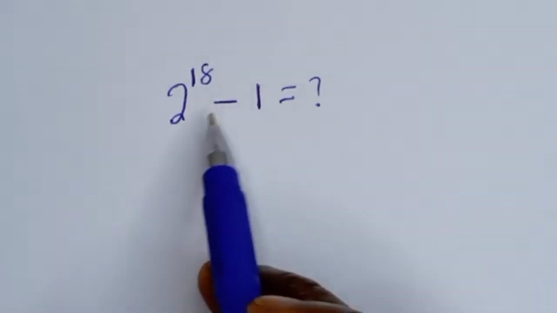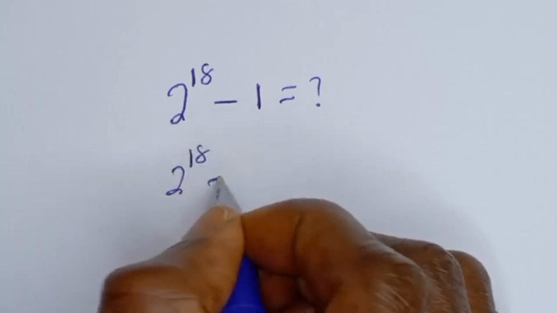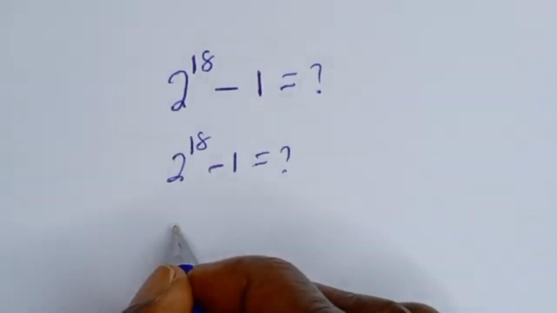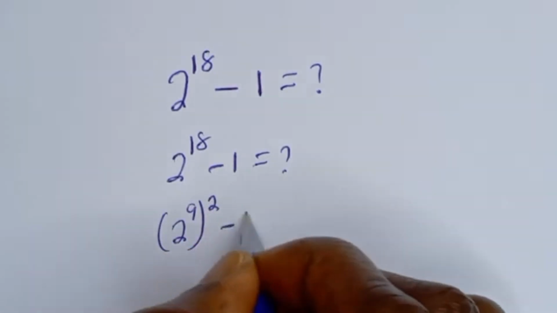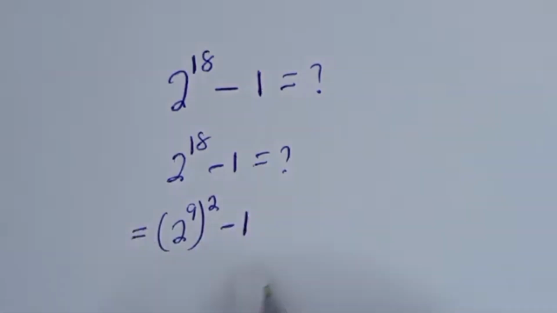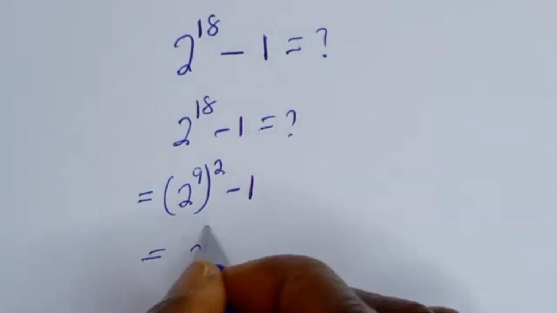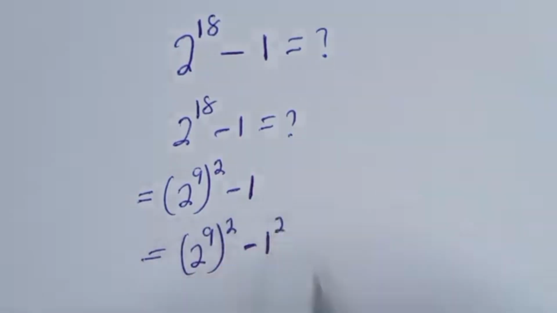Hello, how to simplify this nice Math Olympiad problem? 2 to the power of 18 minus 1 is unknown. Then 2 to the power of 18 can be written as 2 to the power of 9 squared minus 1. Now, this is the same thing as 2 to the power of 9, all squared, minus 1 squared.